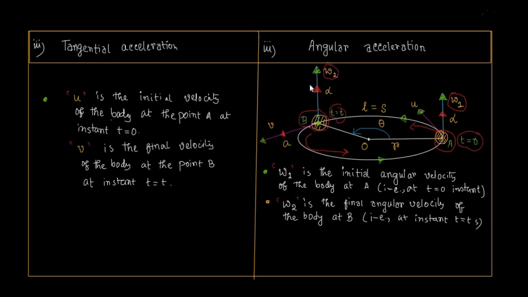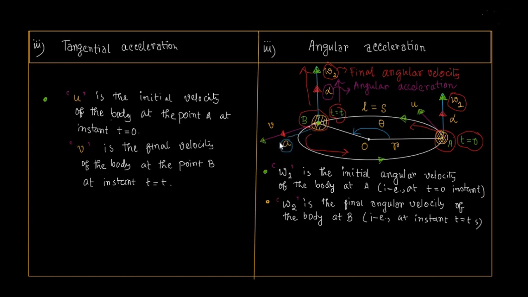When the body is at the point B, angular velocity will be omega 2, which will be acting vertically upwards with respect to the horizontal circular orbit. And omega 2 is the final angular velocity of the body revolving anti-clockwise in the horizontal circular orbit. Alpha is the angular acceleration which acts vertically upwards with respect to the horizontal circular orbit.